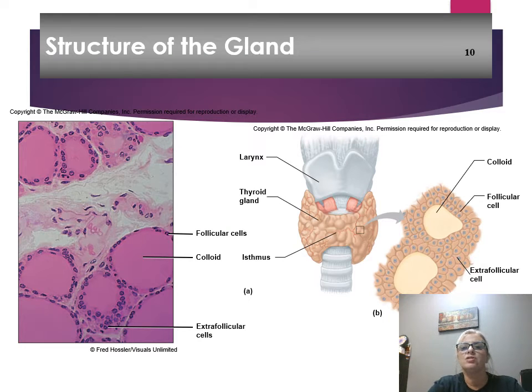We have connective tissue covering the gland, which is made up of follicles that are filled with a clear, viscous colloid type fluid. It has follicular cells that produce and secrete hormones of follicles. We also have C cells, which are extra-follicular cells. That means they're outside of the follicles, and those also can secrete some hormones.